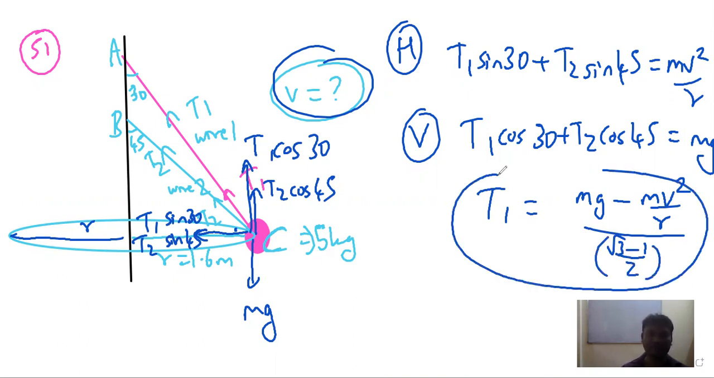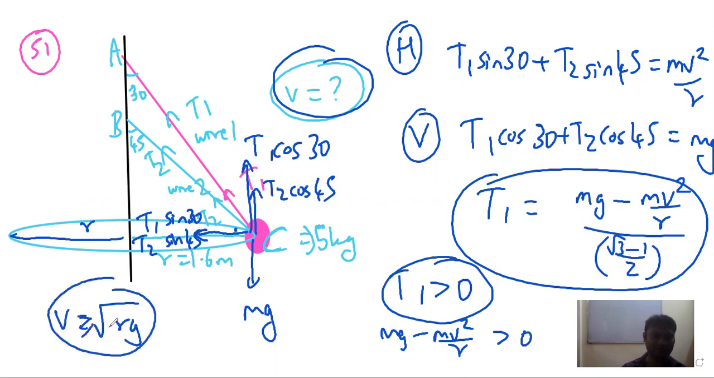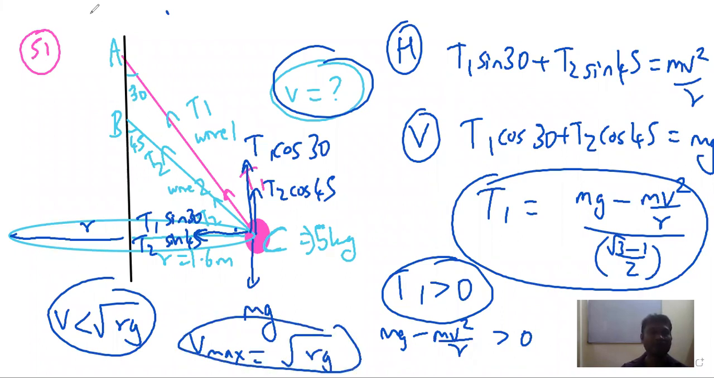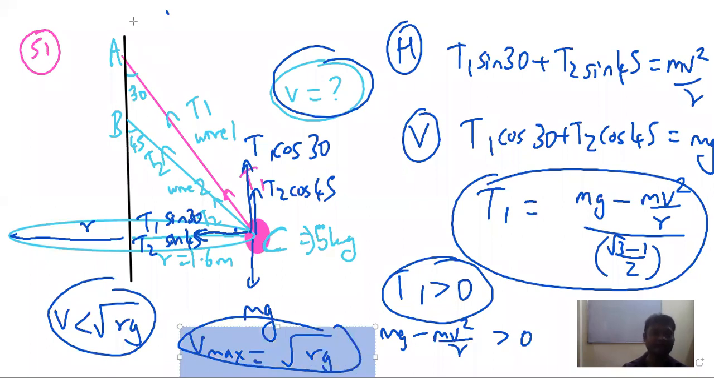Now, for having a circular path, this tension T1 should be greater than 0. So we can say mg minus mv square by r should be greater than 0. From this, we can solve and get v less than root of rg. Sorry, v has to be less than root of rg. If I solve this inequality, the maximum value of v will be root of rg. So this is how we'll solve this question. Tension has to be greater than 0, so we'll solve for T1 and set the tension greater than 0. This is how we'll solve the illustrative examples of circular motion.